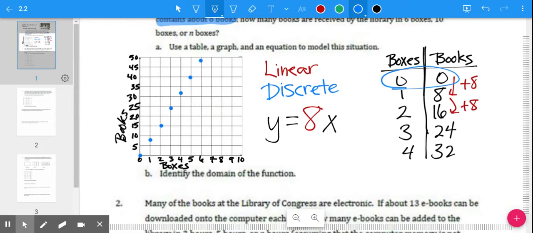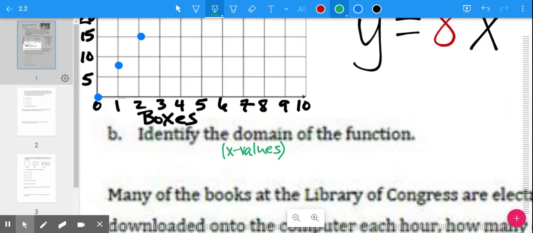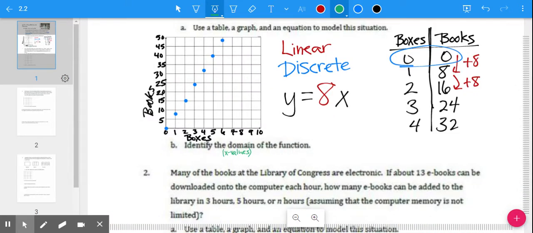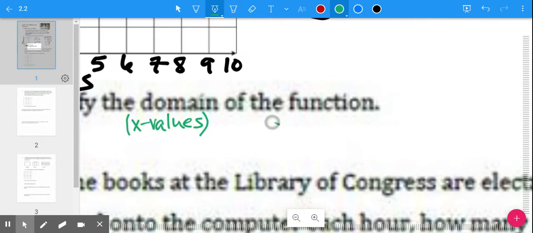Now the domain is the x values. When we're talking about domain, we're talking about the x values of a function, all of your input values. Now, if we were talking about a range of numbers, if we said from 0 to 6, that includes every number from 0 to 6, even 0.0003. We already talked about the fact that the boxes can only be your whole numbers, 1, 2, 3, 4, 5, 6. So the domain of this function is the list of those values.